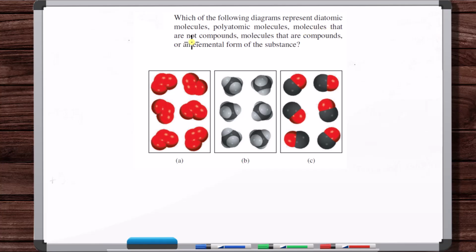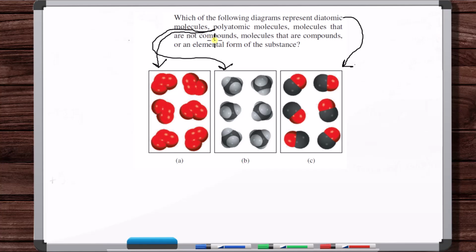Which of the following diagrams represent diatomic molecules, polyatomic molecules, molecules that are not compounds, molecules that are compounds, or an elemental form of the substance? Okay, so let's see. Diatomic molecules, just 2 atoms. It doesn't matter if it's the same atom or not. Okay, these have more than 2 atoms, so this is not a diatomic molecule. Polyatomic molecules, more than 2 atoms. Right? This is 3 of the same atom. That's still more than 2 atoms. Same here.